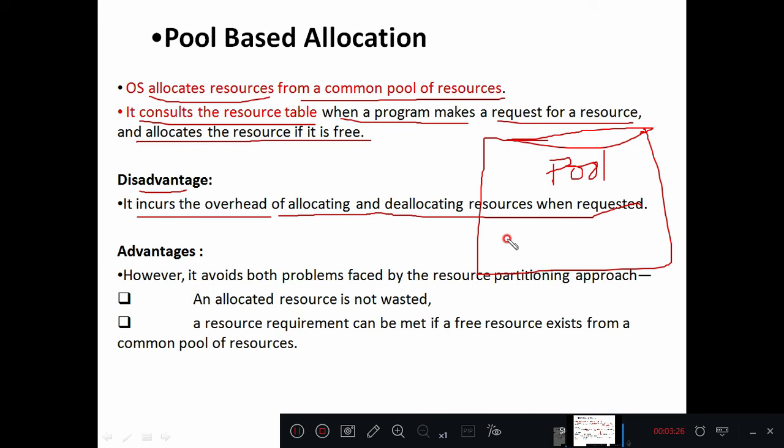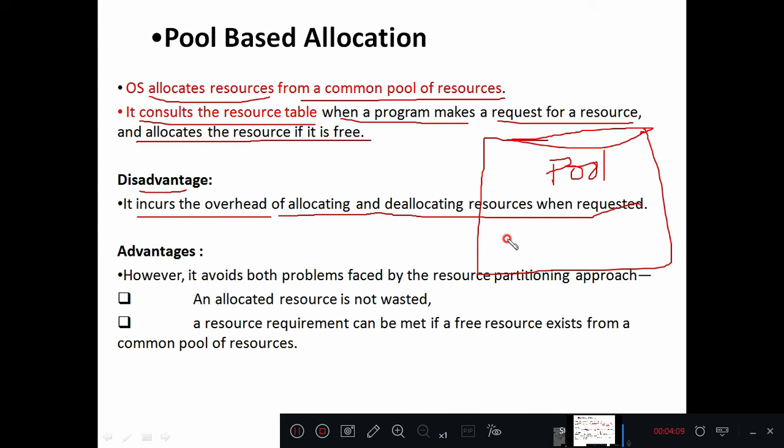But in case of pool based allocation, what happens? Whenever the user requests any kind of resource, the operating system will frequently consult this pool and the resource table as well, and it will make the allocation and deallocation as per the status in the resource table, right? So here the operating system will always jump, whenever the user requests, to the pool and to the resource table. It will check the allocation status, and if it is free, that particular resource will be picked up from the pool and allocated to a user program.